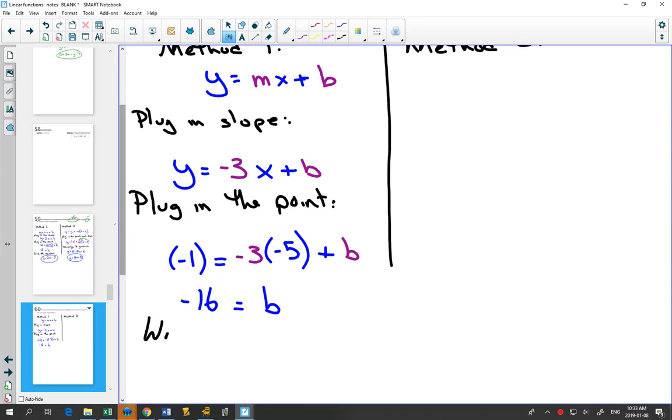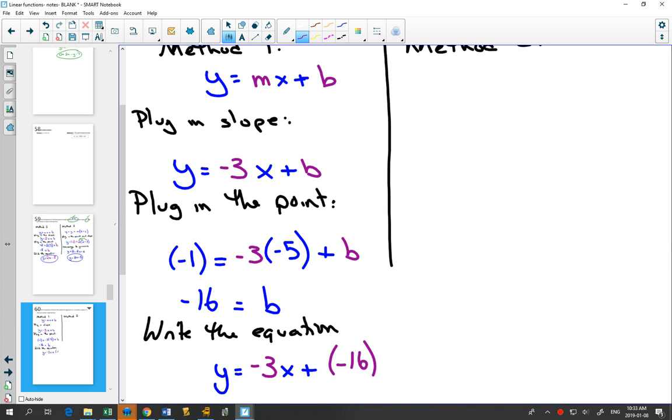So we can write the equation. y is equal to, we knew that the slope was -3 before, and now we know that the y-intercept is -16. So you can write plus -16 like I did there, or you could just write -16 if you want to put that plus and minus together.